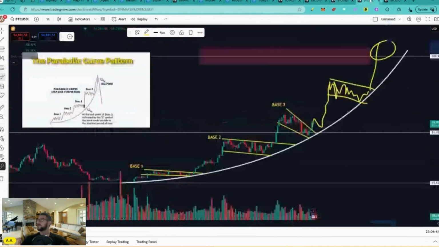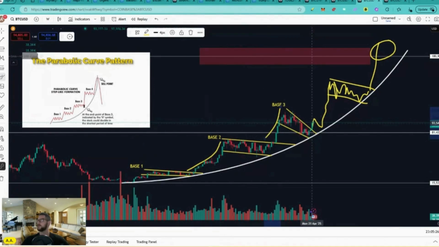If we zoom out a little bit and we take a look at the weekly chart, we'll see that Bitcoin, the past few years, has been moving respecting this parabolic curve pattern. And this is the bullish scenario that I want to talk about today. The parabolic curve pattern is a powerful technical formation that unfolds through a series of ascending bases, as you see here. Each base is acting as a consolidation zone, basically, before the next surge up, here, here, and so on.